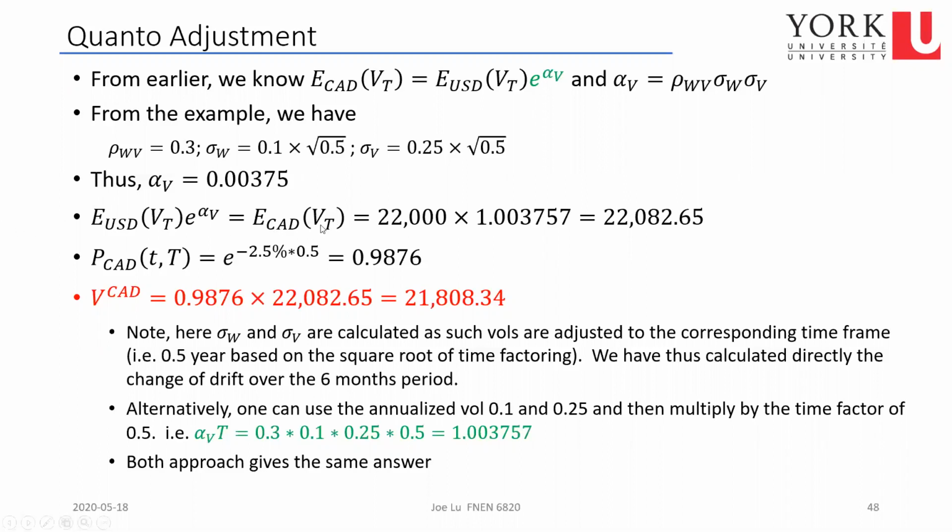So your expectation of this VT under the Canadian zero coupon bond as the numeraire is this US one times this adjustment factor, e to the power of 0.00375, which is 1.003757, till you get this being $22,082.65. Now then just discount it by the Canadian zero coupon bond, the Canadian discount factor, and you will get this value in Canadian dollar.